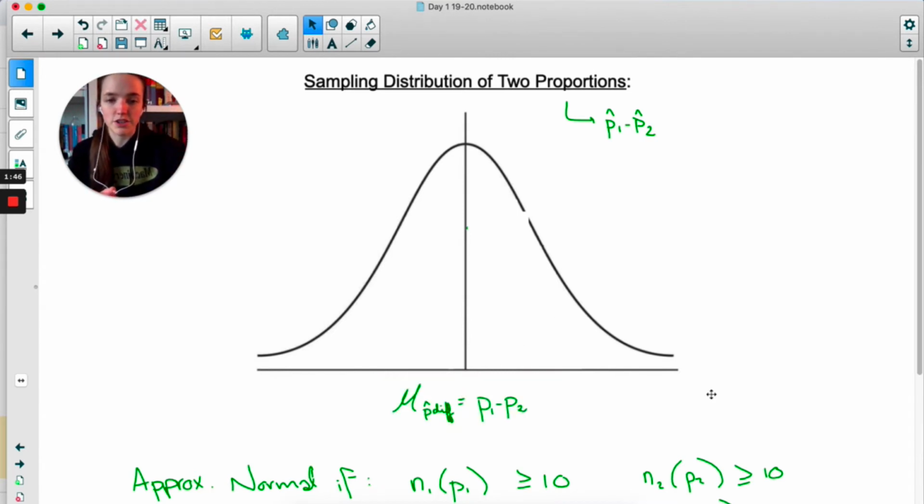Next is center. The center of the distribution is just going to be p1 minus p2. It's the mean from the first distribution minus the mean from the second distribution. So just p1 minus p2. That gives us the center of our sampling distribution of p hat 1 minus p hat 2.